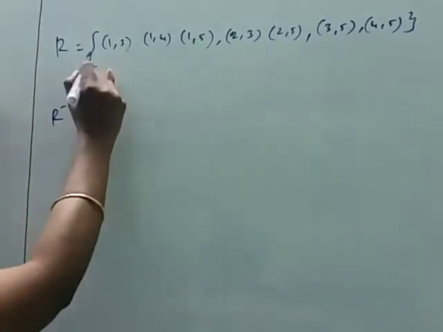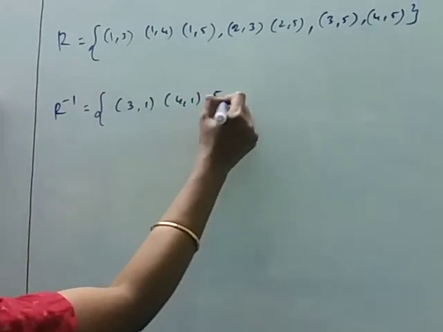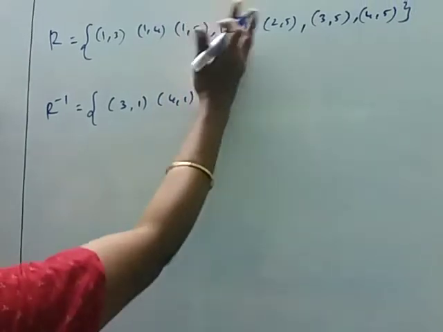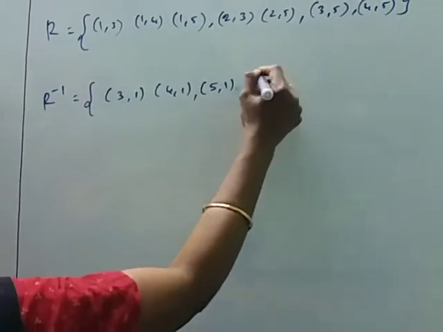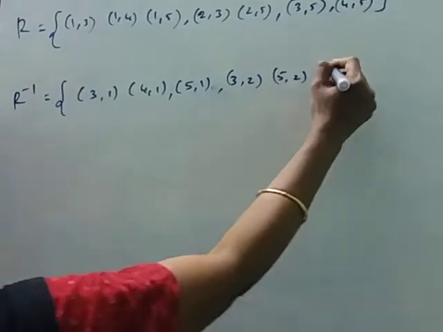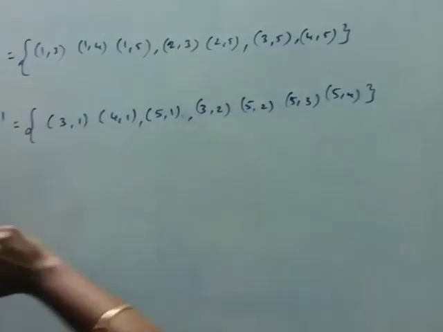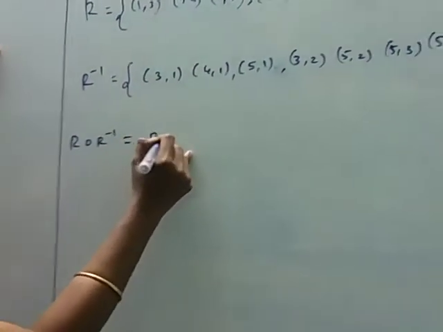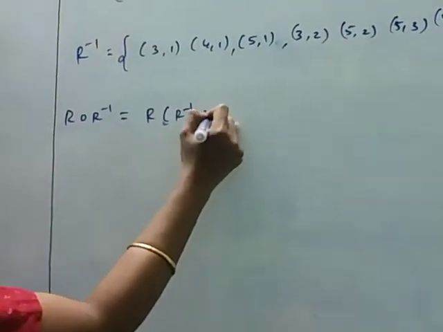So what will be R inverse? You just have to interchange the elements. So you get 3 comma 1, 4 comma 1, 5 comma 1, 3 comma 2, 5 comma 2, 5 comma 3, 5 comma 4. This is our R inverse. Now we are going to find R composite R inverse, that is R of R inverse of x.